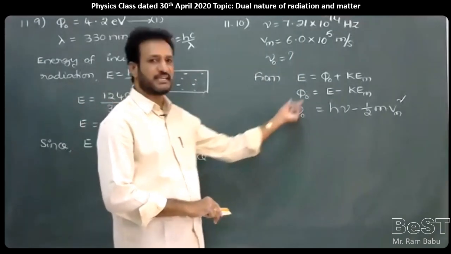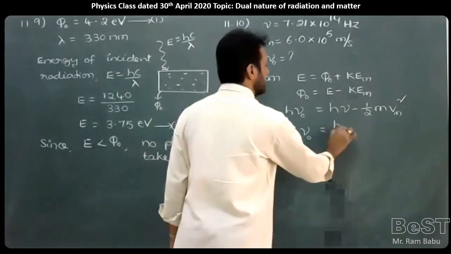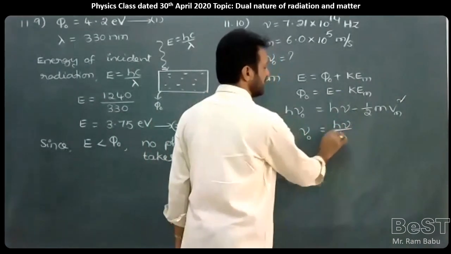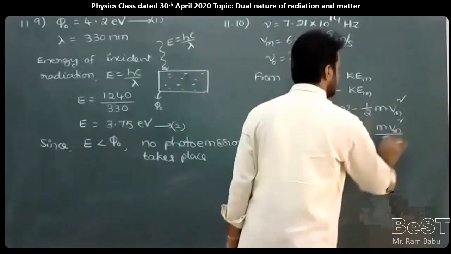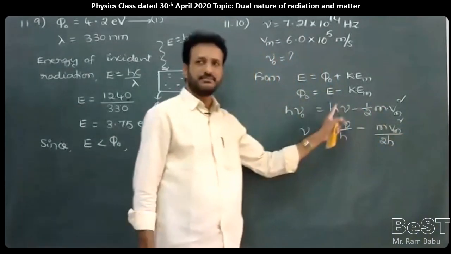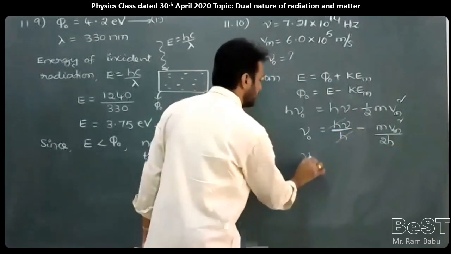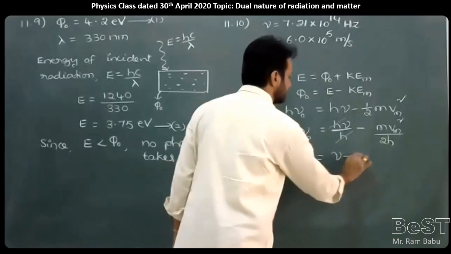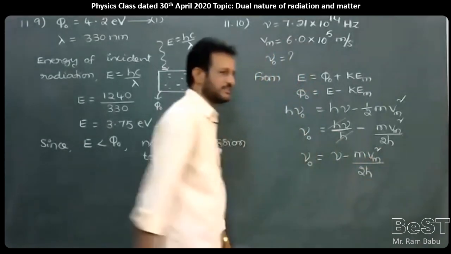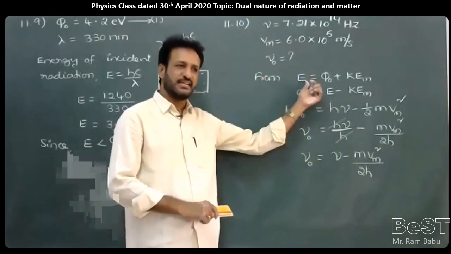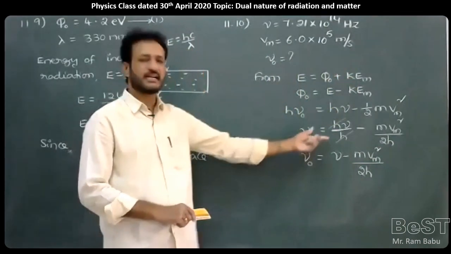If we take h to the right side, the threshold frequency nu naught is equal to h nu by h, minus m v square maximum by 2h. Each and every term I am dividing by h, so h can be cancelled. Therefore, threshold frequency nu naught is equal to nu minus m v square by 2h. But it is your choice. Here separately we can calculate the E value and the KE value and substitute, but there is no need to follow exactly the same method.